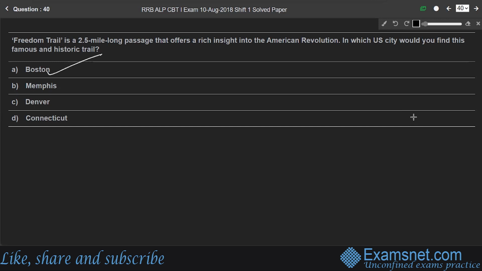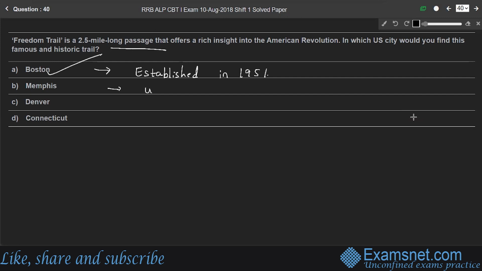This Freedom Trail was established in 1951, right? It's a 2.5-mile long passage, the path through downtown Boston. The Freedom Trail is a unique collection of museums, churches, meeting houses, and historic markers.